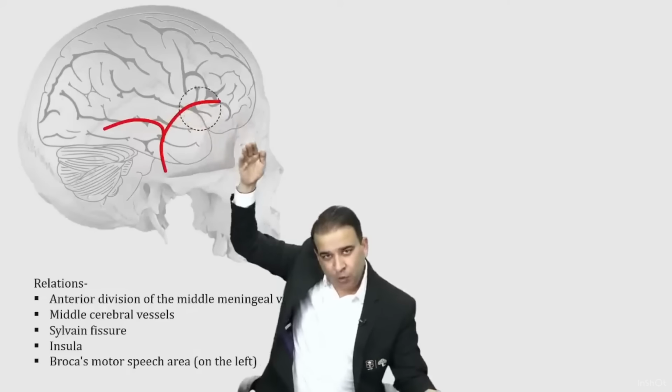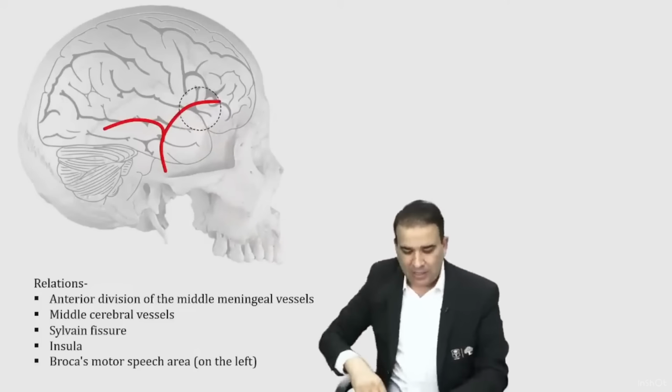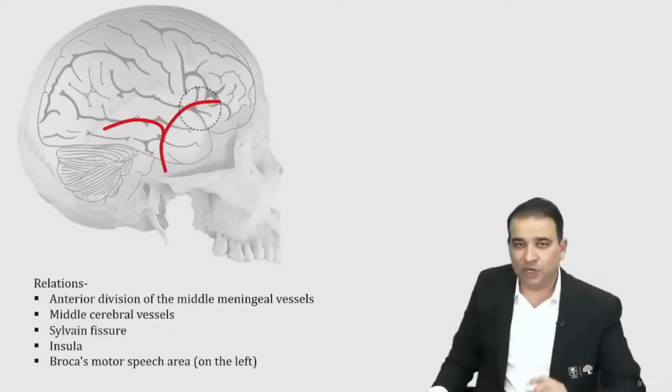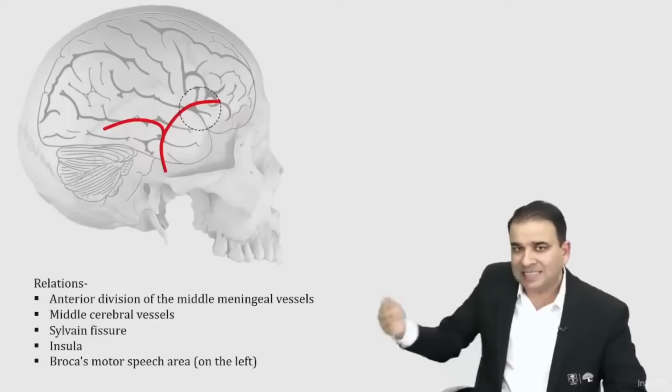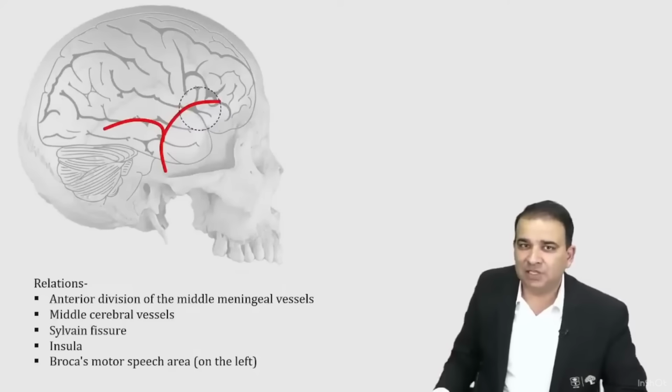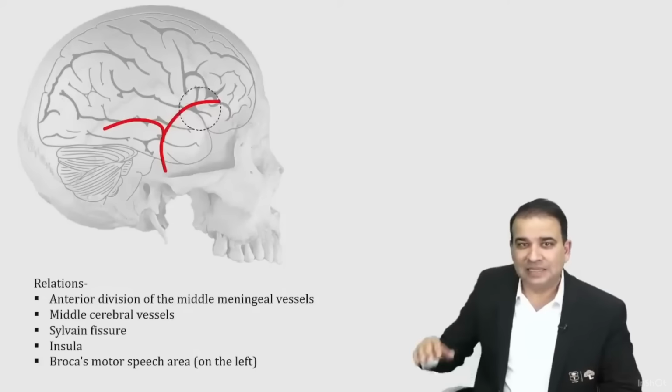Insula. So if you go deeper and deeper, these are the structures related to this Pterion here. So obviously the most superficial relation, immediately inside the Pterion, is the middle meningeal artery, the anterior division, guys. It's the anterior division of middle meningeal artery. Middle cerebral vessels are there.